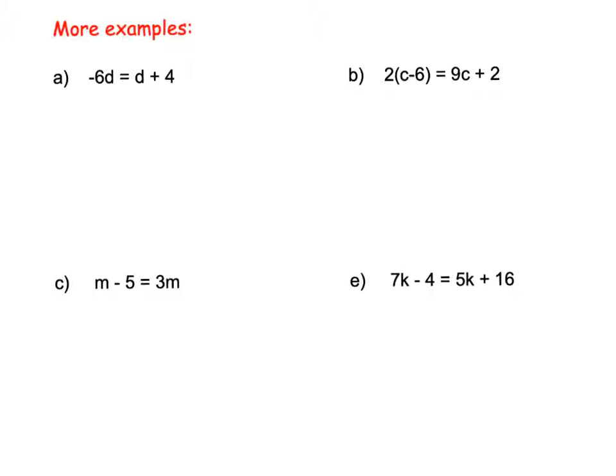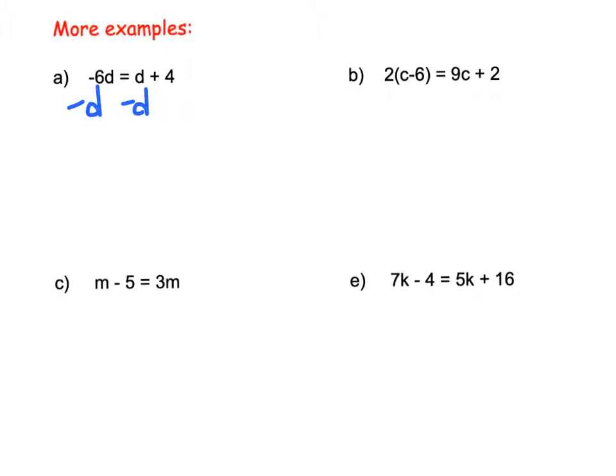So in letter A, I have a d on the left side and a d on the right side, and in order to get them together, I need to either move this negative 6d over here by adding it, or I can move this d over there by subtracting that. And I think I'll go that way, so then I have numbers on both sides of my equal sign, but you're certainly welcome to do it the other way. Your final answer will be the same.